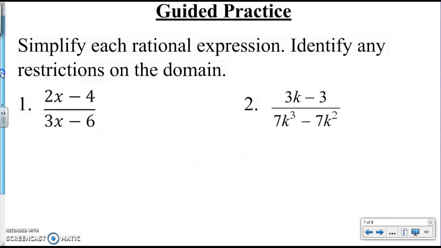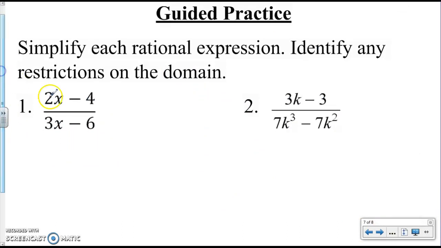Okay, so go ahead and try those. Do not forget to find your restrictions there. And hit pause while you do them, and then come back and check.